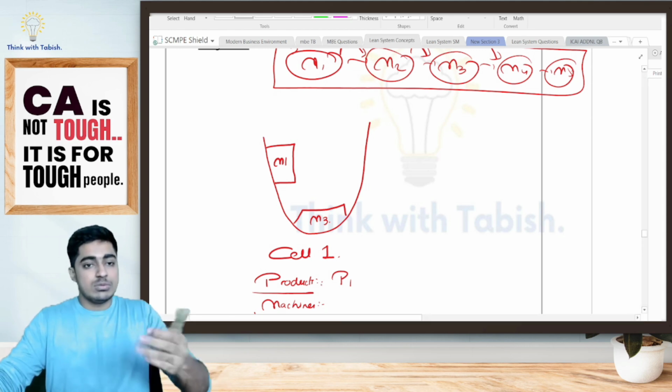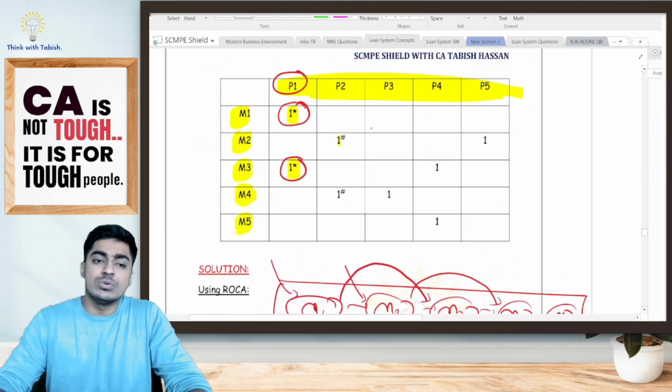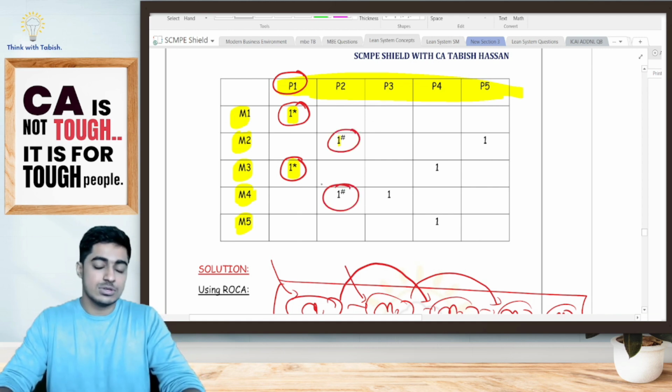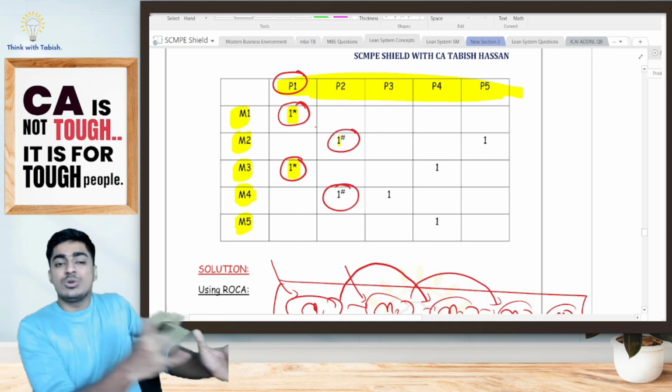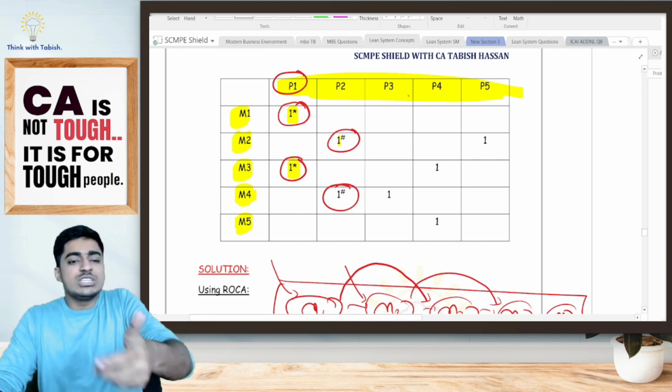Okay. Now, let us go further. Yes, we want to produce the next product, product 2. For this we want machine 2 and machine 4. So, there is no link to the previous cell. In the previous cell we wanted machine 1 and machine 3. Here we want machine 2 and machine 4.